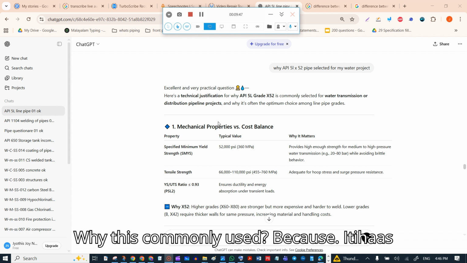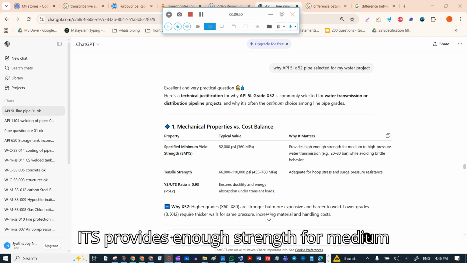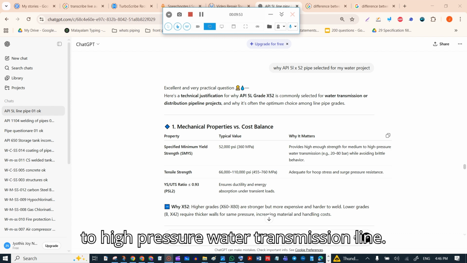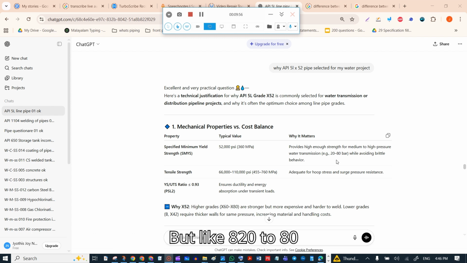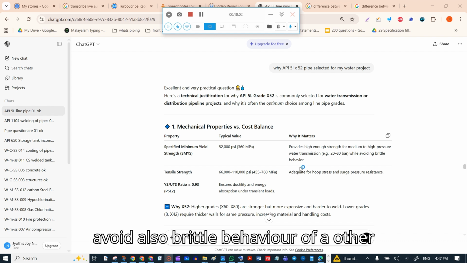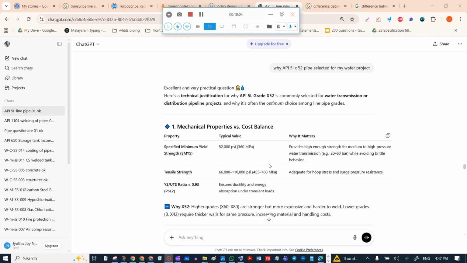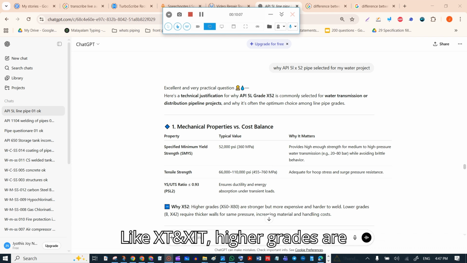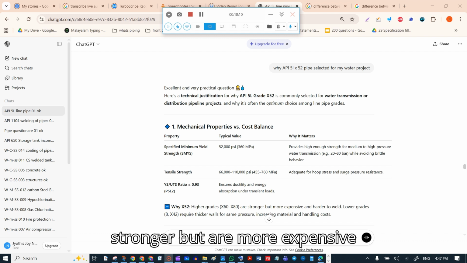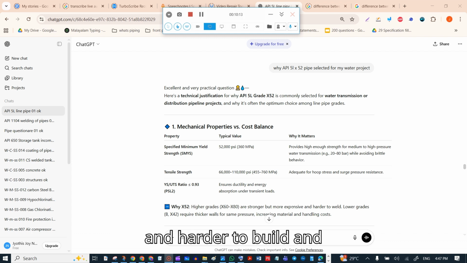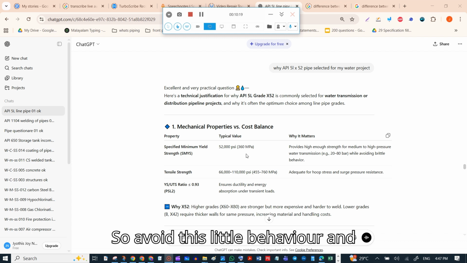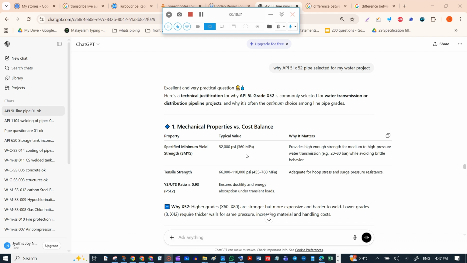Why is it commonly used? Because it provides enough strength for medium to high pressure water transmission lines, like 20 to 80 bar, while it can also avoid the brittle behavior of other kinds of pipes like X50 and X80. Higher grades are stronger but more expensive, harder to weld, and also brittle. So to avoid this brittle behavior and hardness in welding, we are using X52 grade pipes.